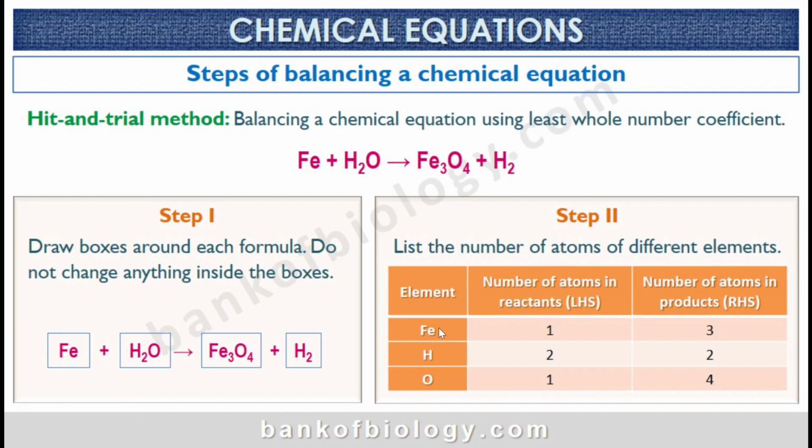Then step 2: list the elements present in the reaction. In this reaction, Fe, H and O, these 3 elements are present, and write the number of atoms on the left-hand side. On the left-hand side, Fe is 1, H2 means H is 2, and oxygen O is 1. But the number of atoms on the product side is different: Fe is 3, oxygen is 4 and hydrogen is 2. So this needs to be balanced.